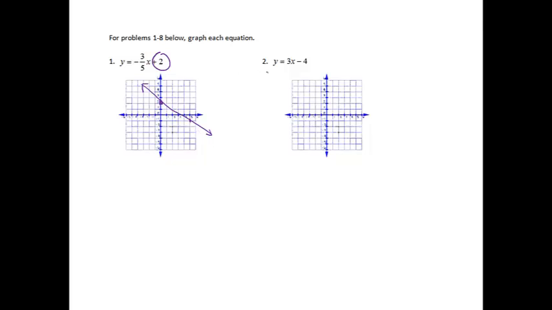Okay, number 2, y equals 3x minus 4. Once again, I'm going to circle the number that does not have the variable on it, so the negative 4. That is our y-intercept, so I'm going to go down on the y-axis to negative 4. And then from there, I know my slope is 3. I'm going to put a 1 underneath it. So from here, I am going to rise 3, and I'm going to run 1. And then once again, I will connect it. Notice I am putting arrows at the ends of my line.